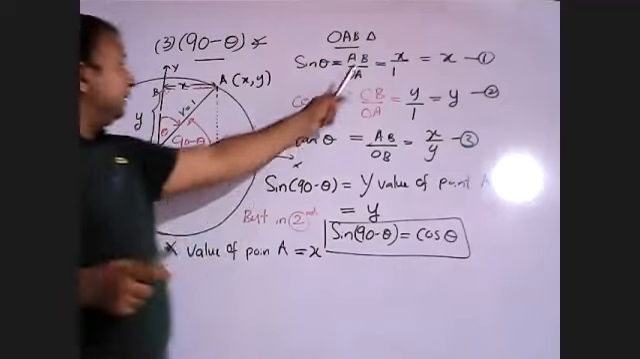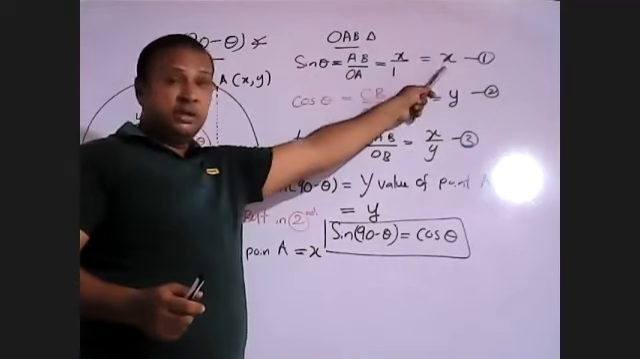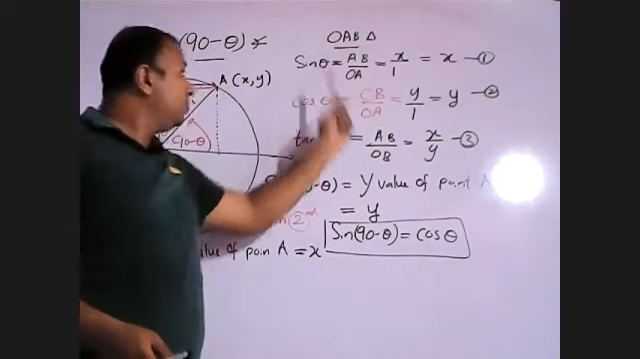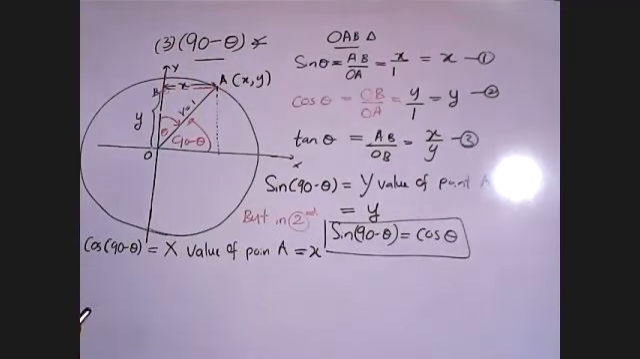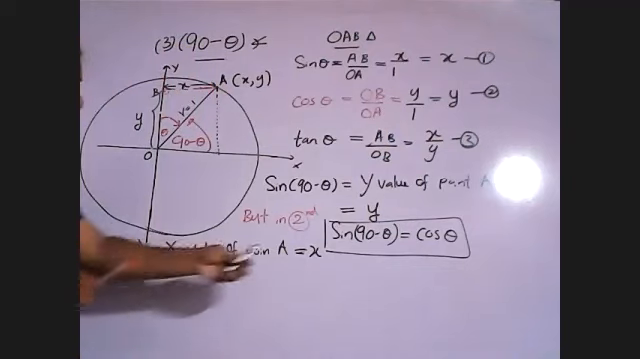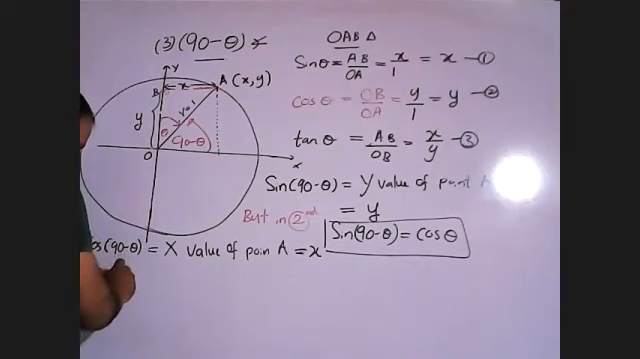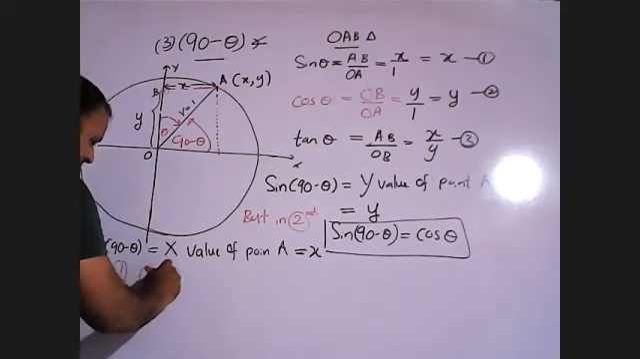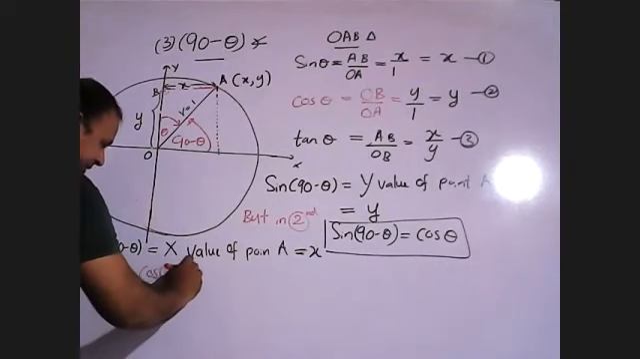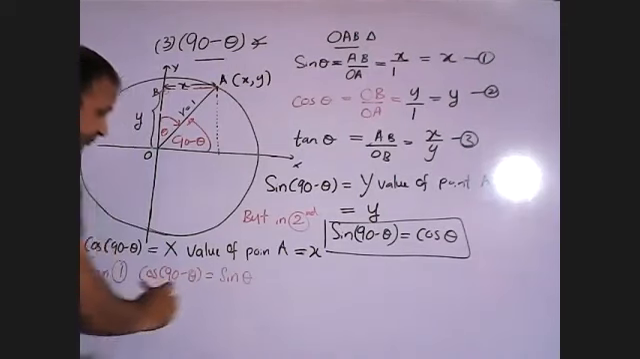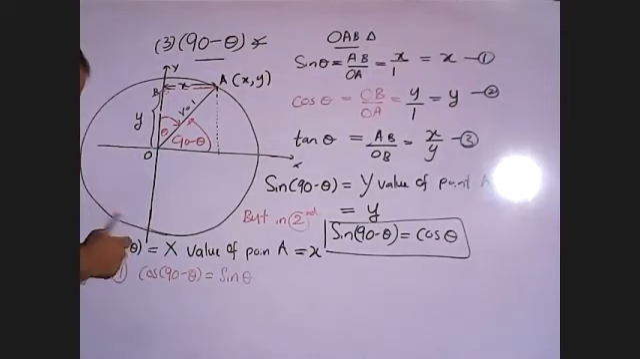But using equation number 1, I can replace x with sin theta because x is equal to sin theta. Therefore, from equation 1, cos 90 minus theta is equal to sin theta.